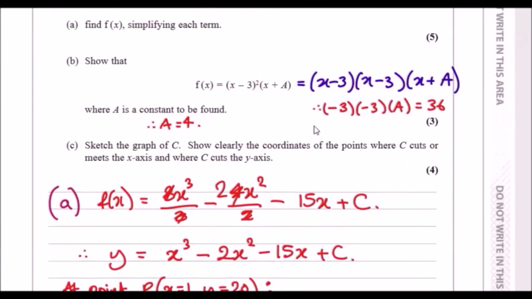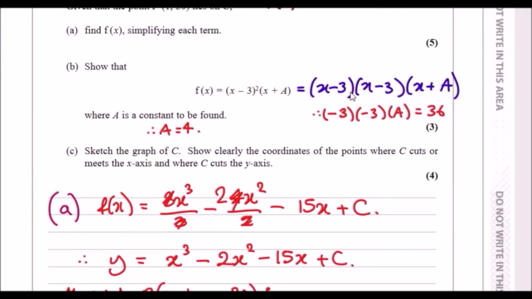And to get the value a, what you have to realize is that if you multiply all 3 constants, minus 3 times minus 3 times a, it should give us a result of 36, because if you expand it, that's what happens. So to find a, you just have minus 3 times minus 3, which is 9. So 9a equals 36. Let me write that down. Then you just divide by 9 and you should get a equals 4.